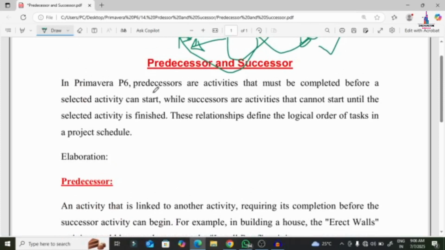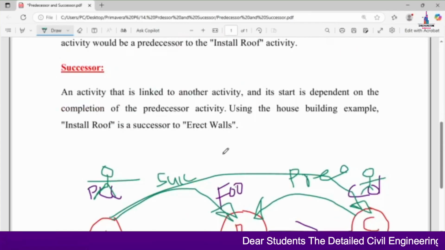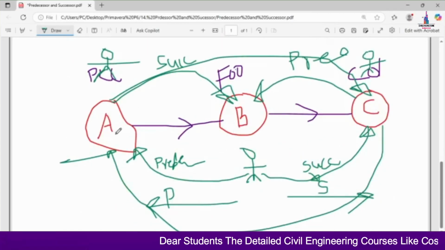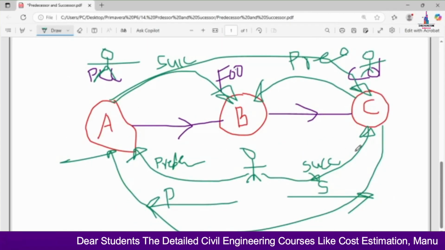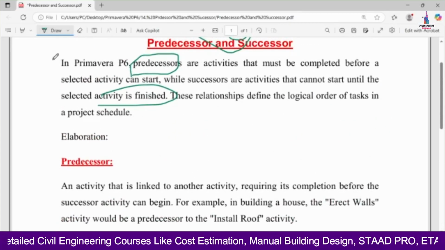In Primavera P6, the predecessors are the activities that must be completed before the selected activity can start. A successor is an activity that cannot start until the selected activity is finished. I was at activity B now. In activity B, A was considered the predecessor and C is considered the successor. I explained this example earlier, and that example comes under this paragraph.